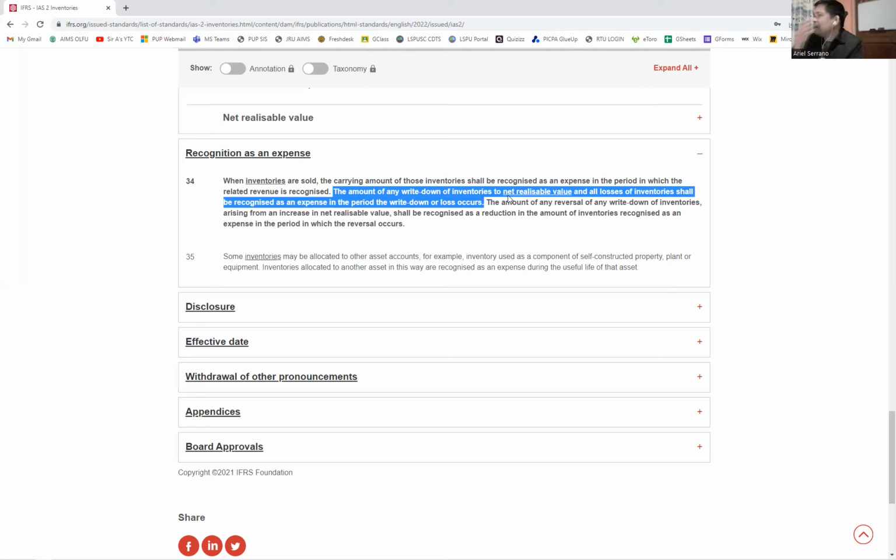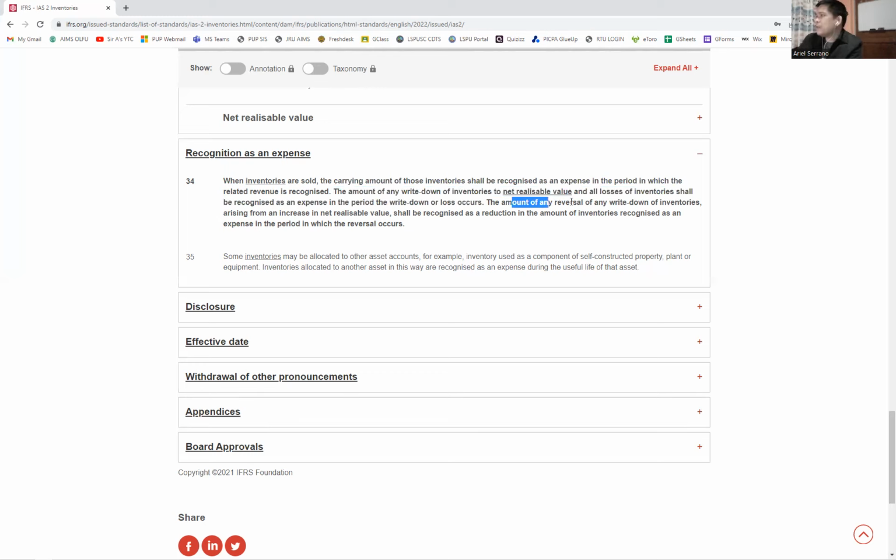Okay? So in the period of losses, halimbawa, nagkaroon ng sunog, there is an inventory fire. Meron nasunog lahat or partially nasunog. So syempre, we have to recover only what's left. The rest we have to expense out. So kailan natin yun i-recognize? I-expense natin yung losses na yon or any write-down on the period kung kailan siya nangyari. Yun lang naman po ang tinutukoy nito.